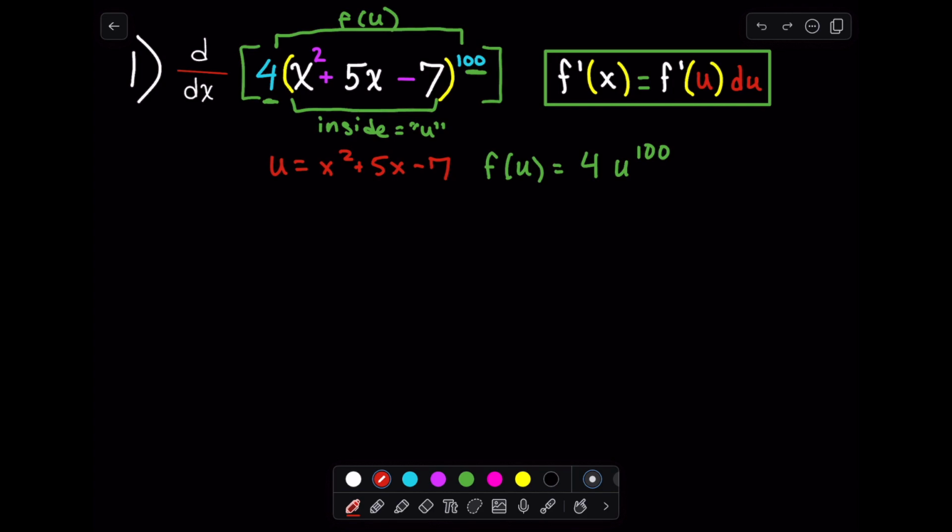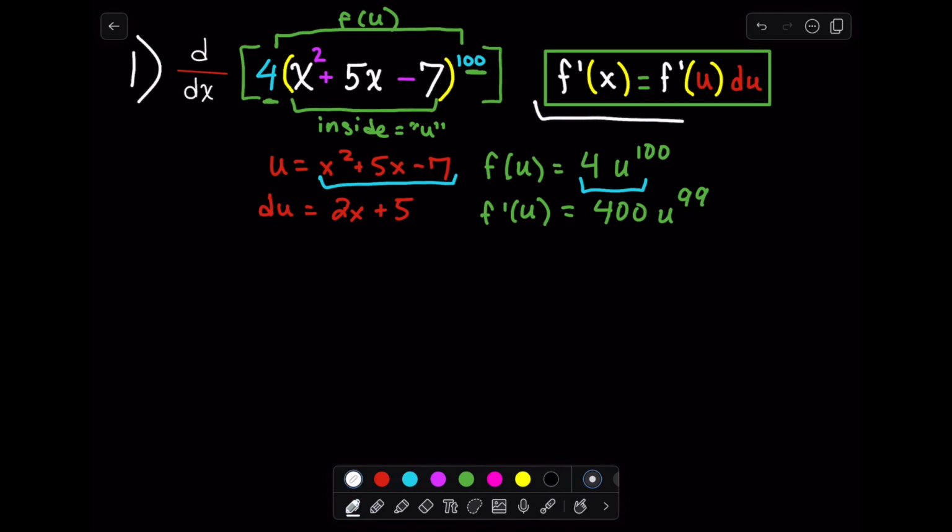So going through to plug into this formula, we want to derive these two values that we just defined. So du is 2x plus 5, and f prime of u is 400u to the power of 99. And if you don't remember how to derive these two values, go ahead and take a look at my power rule video that's previously in this playlist.